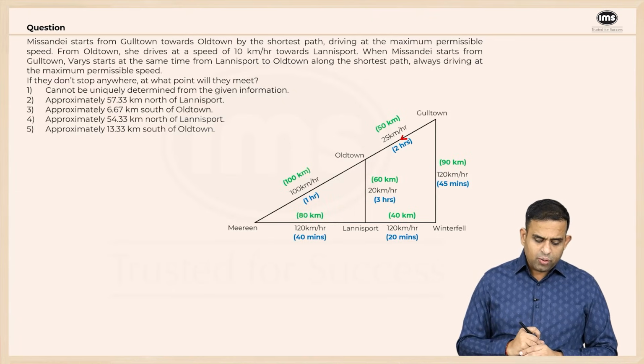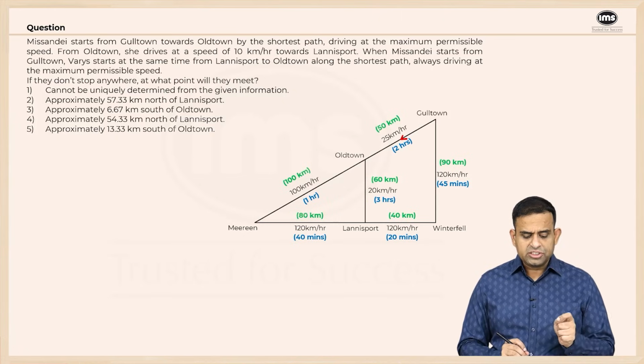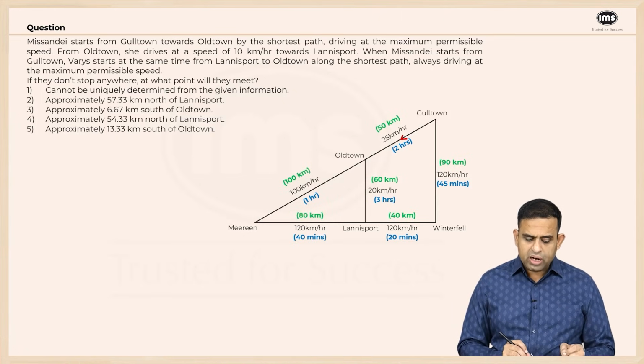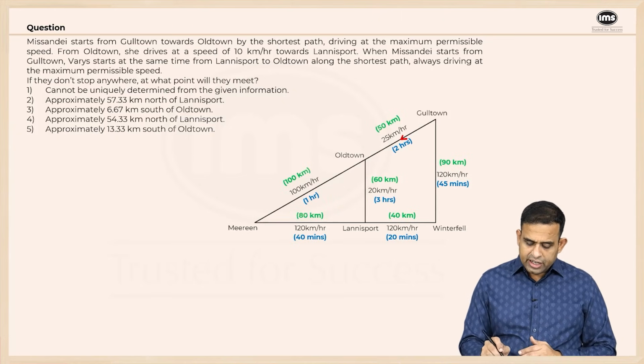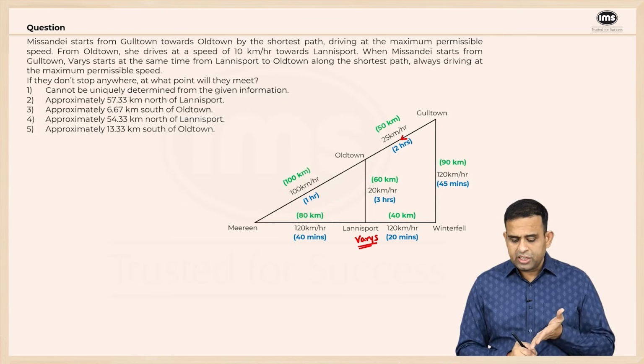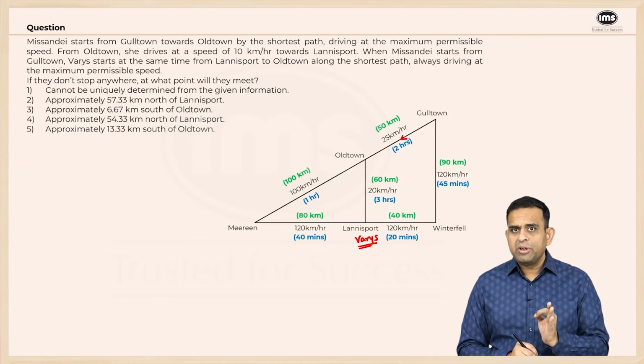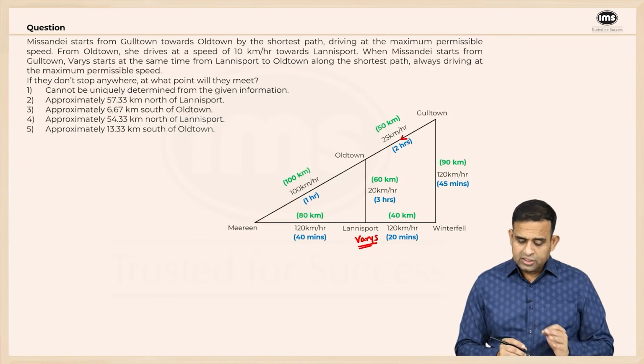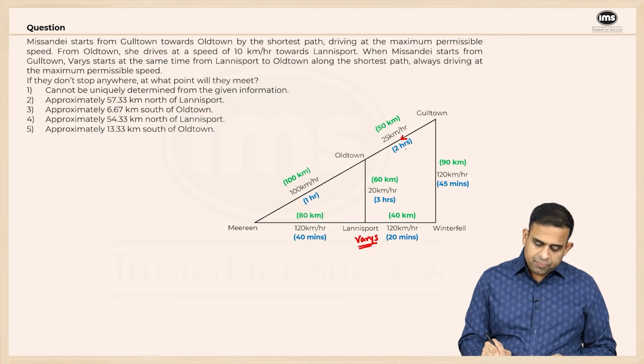When Missandei starts from Gulltown, Varys starts at the same time from Lannisport to Old Town along the shortest path, always driving at the maximum permissible speed. So understand, if Varys starts from over here and he is going at 20 kmph, he needs to cover 60 km to go to Old Town. So the time taken would be 3 hours for Varys. But understand, in 2 hours Missandei will reach over here.